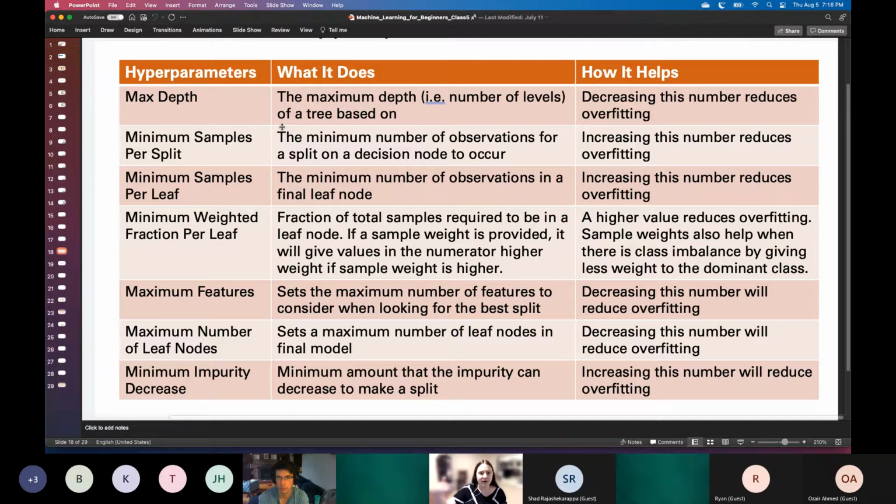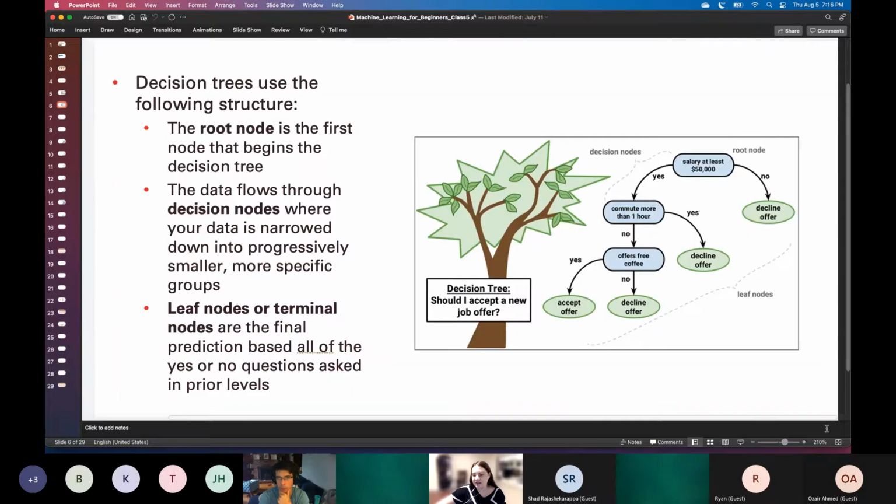So it's another way to do something called early stopping. So you're stopping your model so it doesn't overfit. Very similar to minimum samples per leaf. I'm just going to keep coming back to this. Minimum samples per leaf. See, when you're talking about minimum samples per split, we're talking about the split here, the yes or no. And when you're talking about minimum samples per leaf, we're talking about our end nodes here.